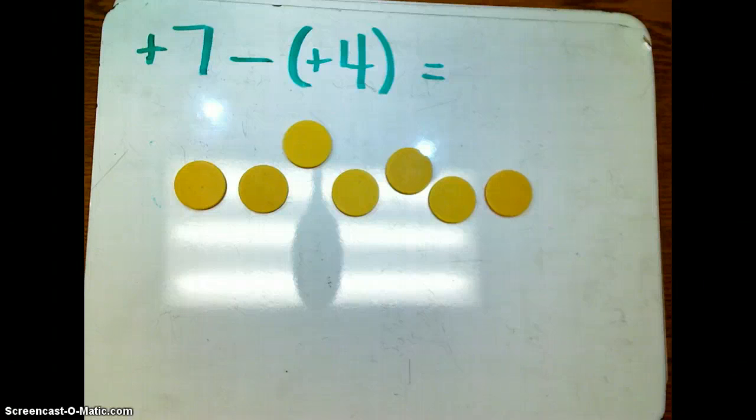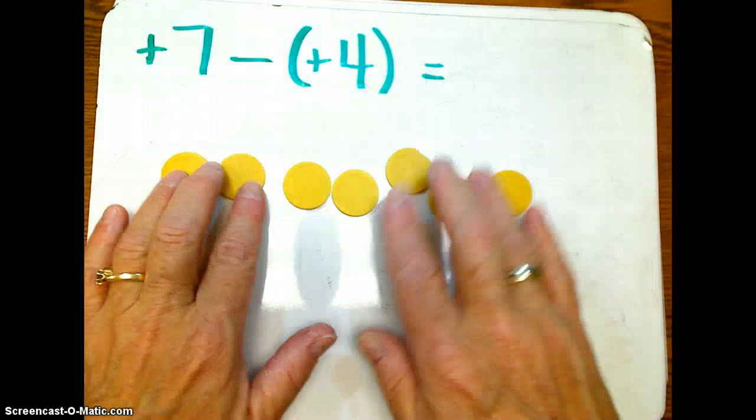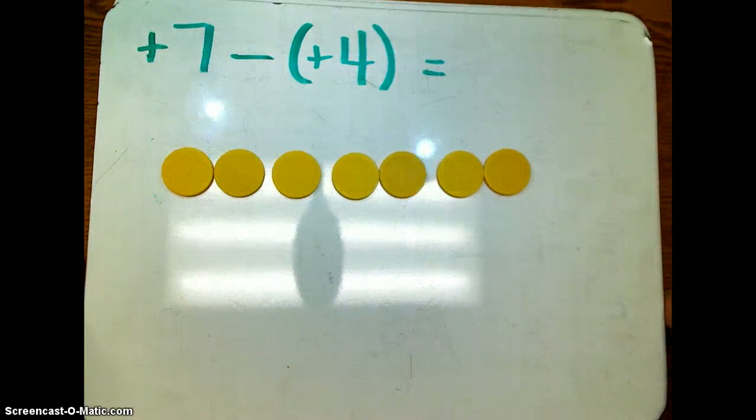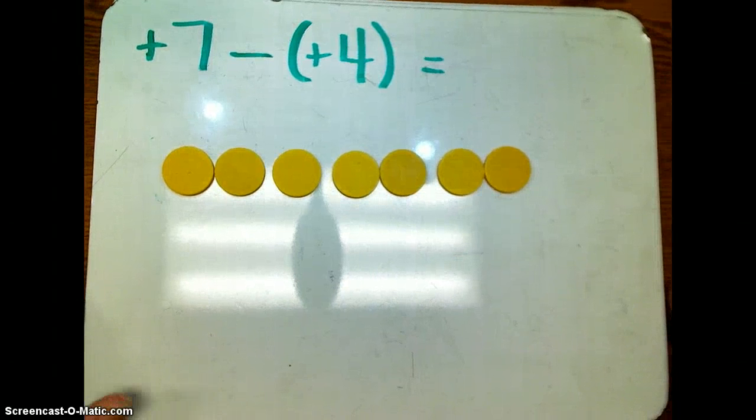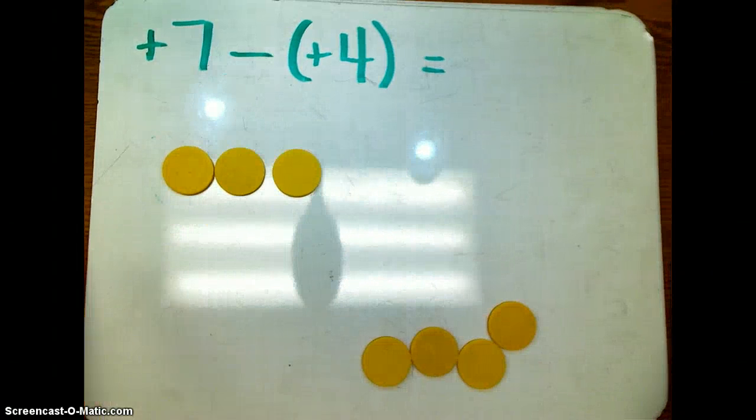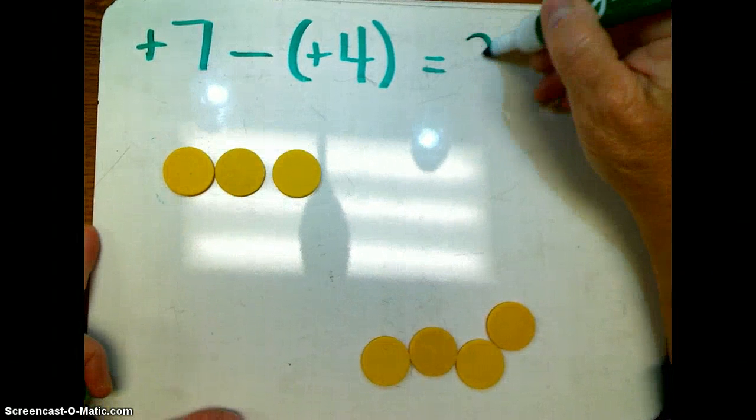Now let's show that using integer chips. This is an easy subtraction problem that you've done in lower grades. A positive 7 and subtract a positive 4. So subtract means take away. We're going to take away these positive 4s and we are left with a positive 3.